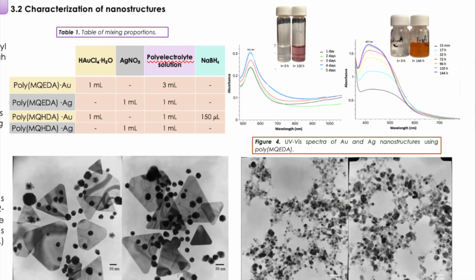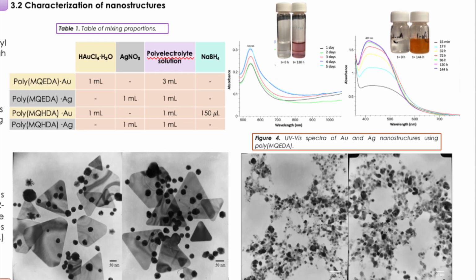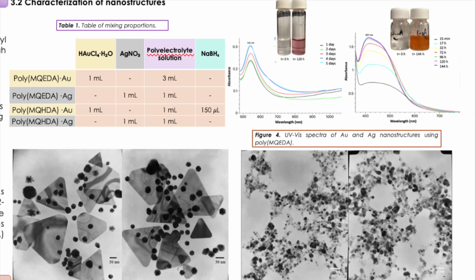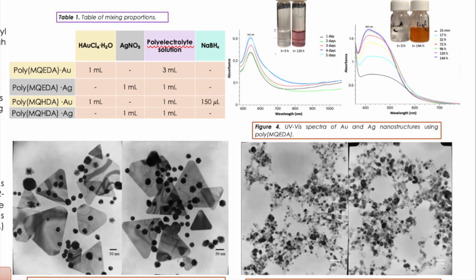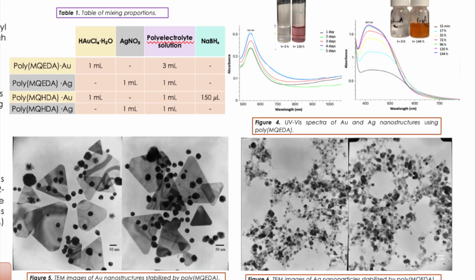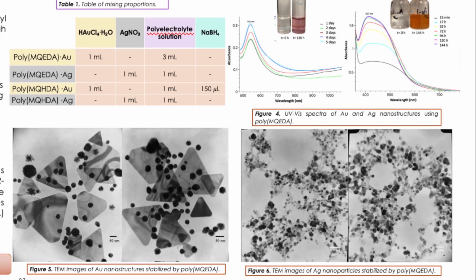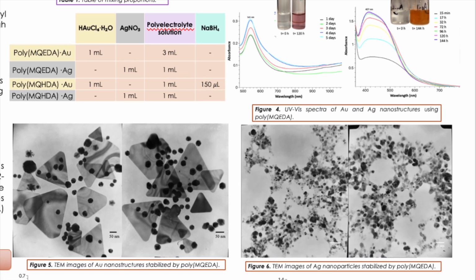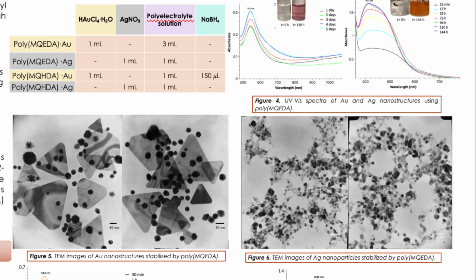Conclusions. Gold and silver nanoparticles were synthesized using the polybasic polyelectrolyte poly-MQEDA. The poly-MQEDA is a reducing agent of gold and silver metal ions and a stabilizing agent of nanostructures of gold and silver. The stabilizing is through an electrosteric effect, thus representing an alternative for green synthesis of gold and silver metallic nanostructures.